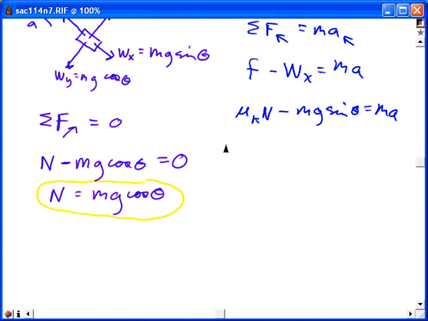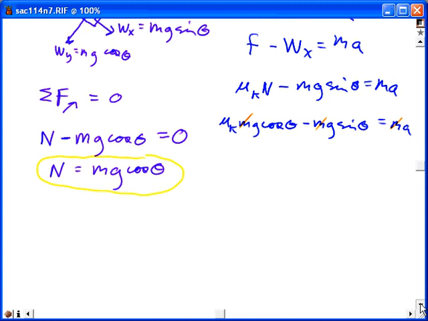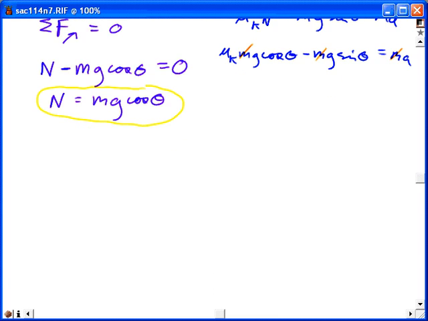Okay, and n we've found to be mg cosine of theta, so I can write mu sub k mg cosine of theta, just replace n with what we found it to be, mg sine of theta being subtracted from that, is ma. And here, lo and behold, the masses do cancel out. Divide both sides by m, use the fact that m over m is 1, and effectively cancel all those out. So I get, as a final result for A, which I think is what we were solving for, mu k g cosine of theta minus g sine of theta.